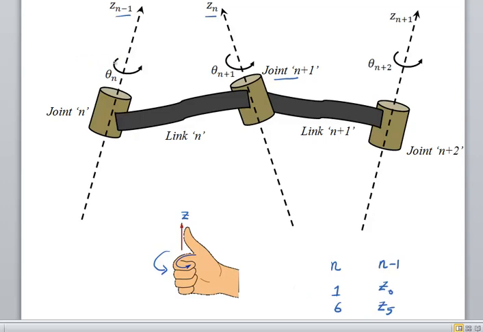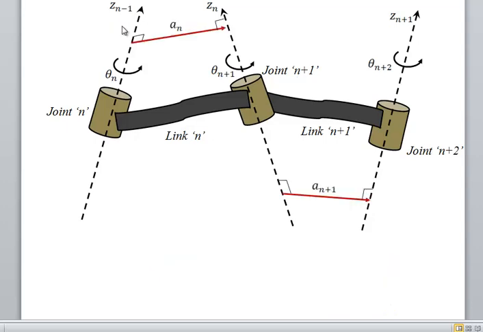But the angle with which we are rotating, that we will always name it as the same joint number. So it is joint n, so it is theta n. Similarly, this is theta n plus 1, this is theta n plus 2. This naming rule we should not forget, because otherwise all our calculations will go wrong. So always remember, for joint n, the axis will be Zn minus 1.